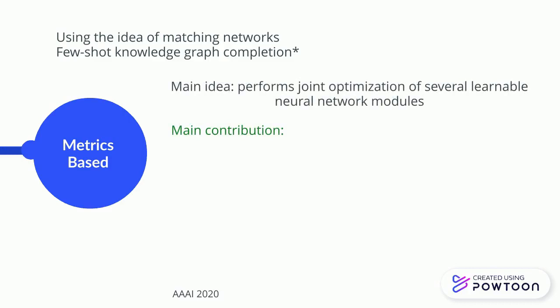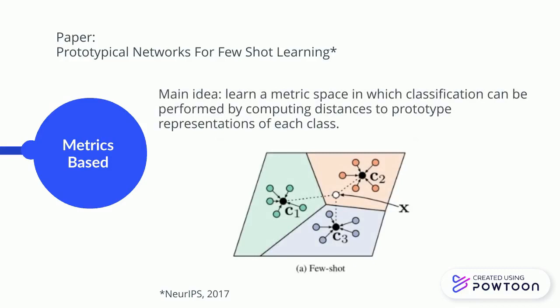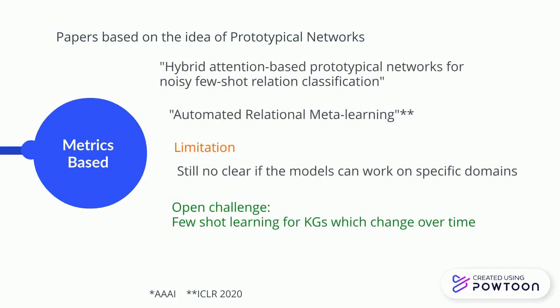This work used a memory network as well, by performing a joint optimization of neural network models. Another direction is prototypical networks for few-shot learning. Here we have two papers based on the idea of the prototypical networks.